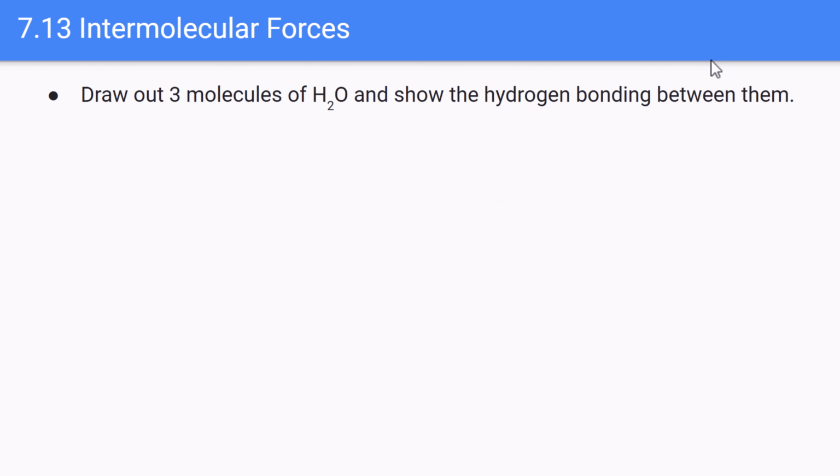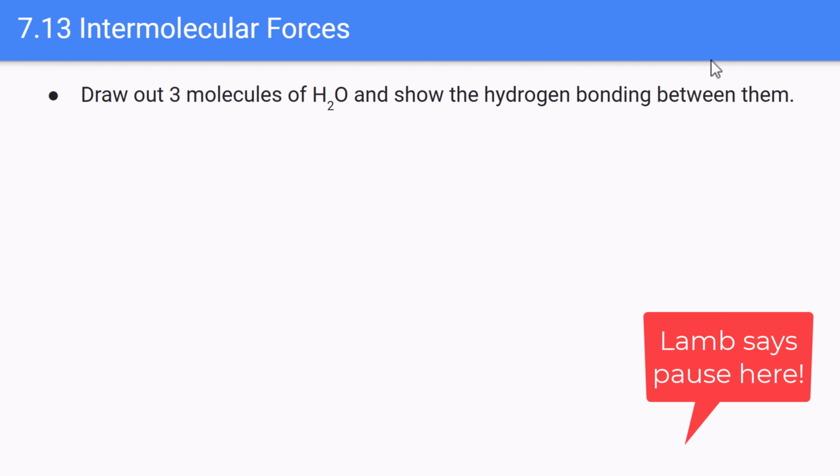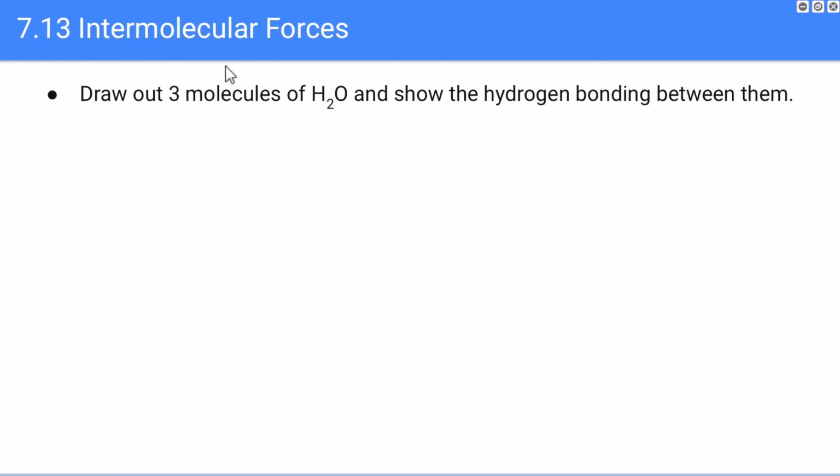So again, what I'd like you to do, very similar to what we did last time, is draw 3 molecules of H2O and show the hydrogen bonding between them. I'll be with you in just a moment. So here we're going to follow the exact same steps that we've done previously. How we identify and draw out hydrogen bonding is very similar to how we do dipole-dipole intermolecular forces. We draw out 3 molecules of H2O and show the hydrogen bonding between them. So let's draw some H2O.